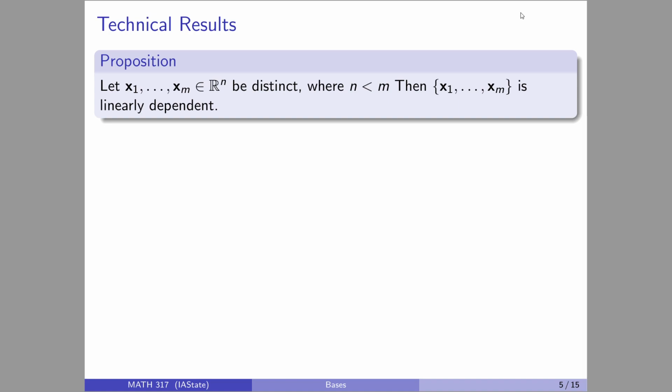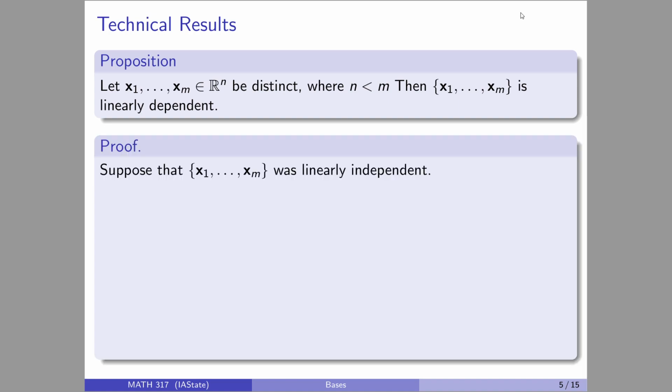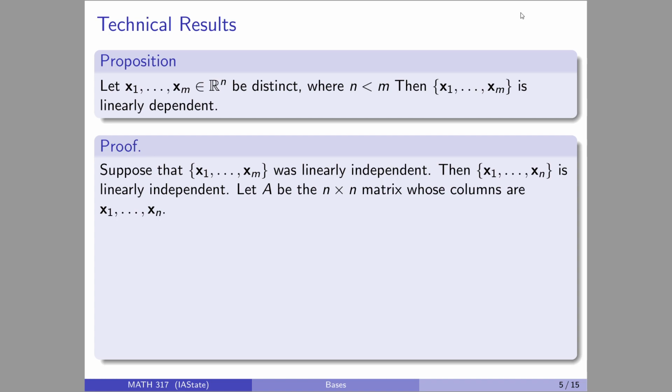Alright, so this proof is actually really straightforward because it's a good old contradiction. Suppose it was. Alright, well, if x1 to xm was linearly independent, that means the subset x1 to xn needs to be linearly independent, right? Any subset of a linearly independent set remains linearly independent, so you can't have a dependent subset inside of an independent one. Now, I have n vectors in Rn, I can make a matrix. Specifically, I can make an n by n, the kind of matrices I like, whose columns are the vectors x1, x2, x3, all the way to xn.